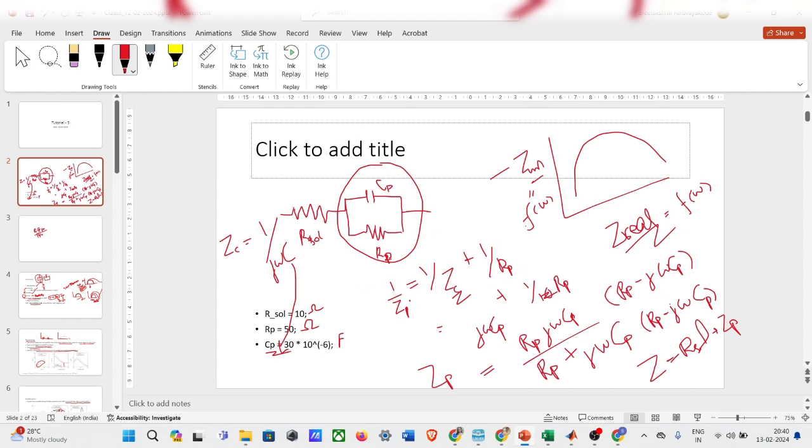The impedance of the parallel is 1 by Zc plus 1 by Rp, right? Now what is Zc? It is 1 by j omega c. So when I'm taking this in parallel, it should be j omega Cp, reciprocal, plus 1 by Rp. So this formula is wrong. Please try, then I'll discuss.